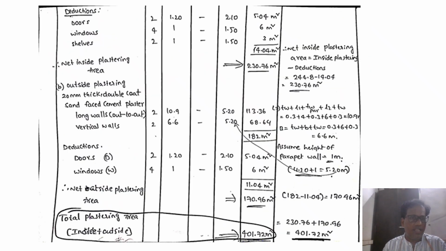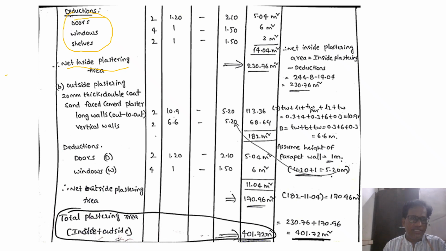Let us proceed now regarding deductions. While doing plastering, for doors, windows and shelves we are not going to do any plastering. So next, what you are calculating is the net inside plastering area, which we get from the total inside plastering minus deductions.